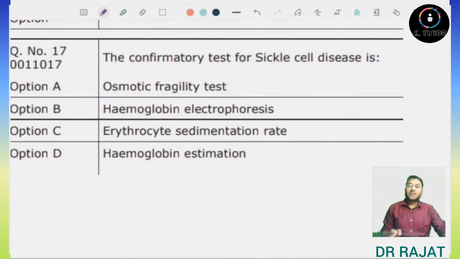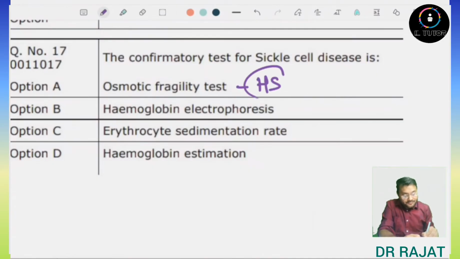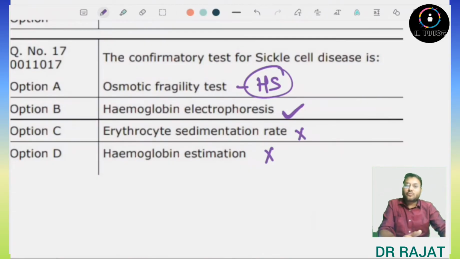So first question is the confirmatory test for the sickle cell disease is. Option A, osmotic fragility test, is most commonly used for hereditary spherocytosis. Hemoglobin electrophoresis, this is true. It is a confirmatory test for sickle cell disease. Erythrocyte sedimentation ratio, ESR, is used for many inflammatory conditions. And hemoglobin estimation, no, this is not true. So answer will be option number B, hemoglobin electrophoresis.